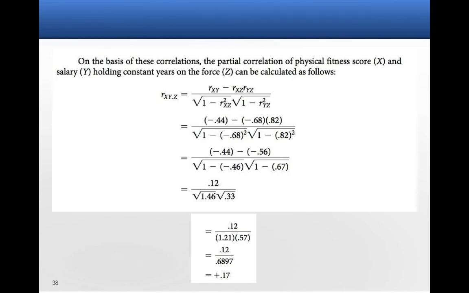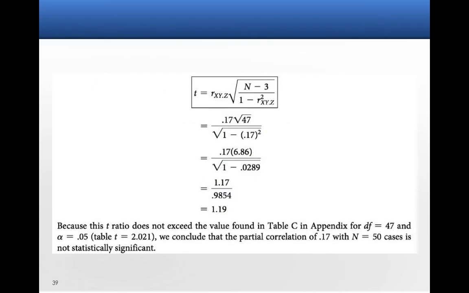So on the basis of these correlations, the partial correlation of physical fitness score and salary, holding constant years on the force, can be calculated as follows. We end up with plus 0.17. This T ratio does not exceed the value found in Table C. So we can conclude that the partial correlation is not statistically significant.